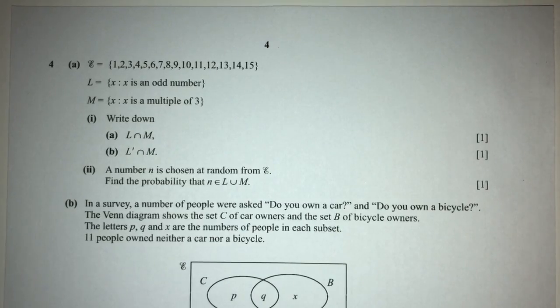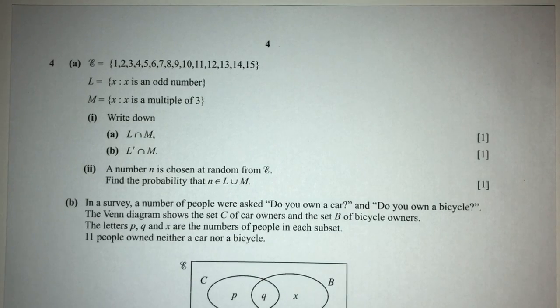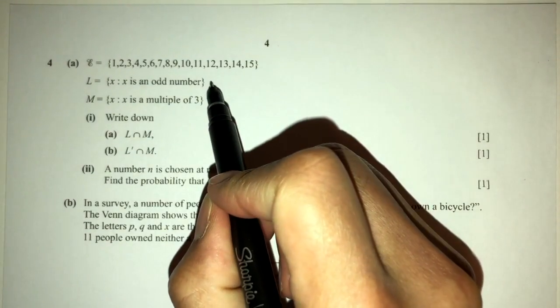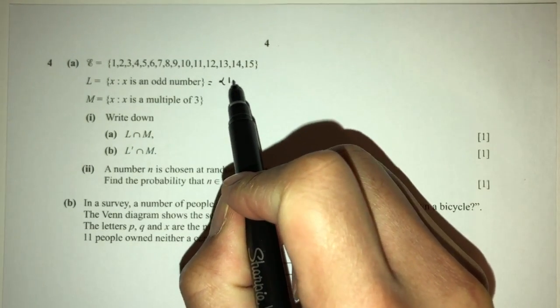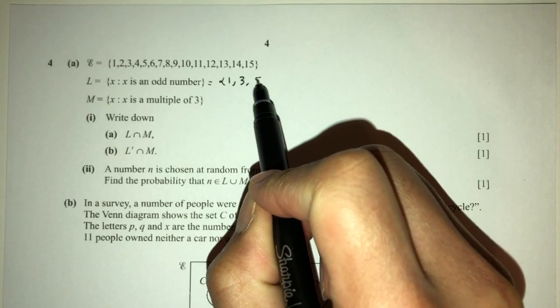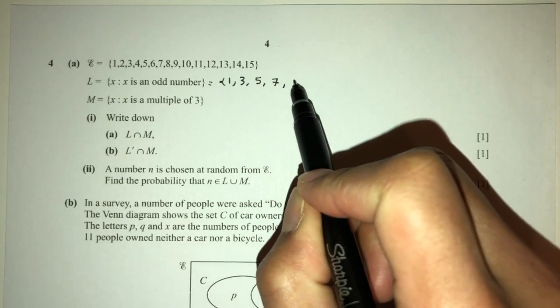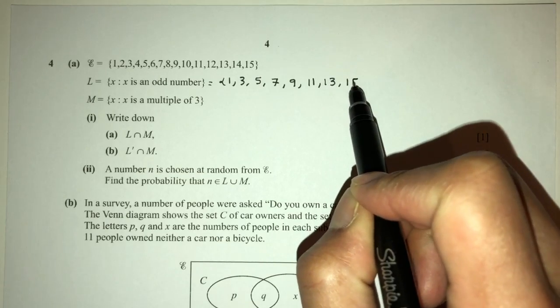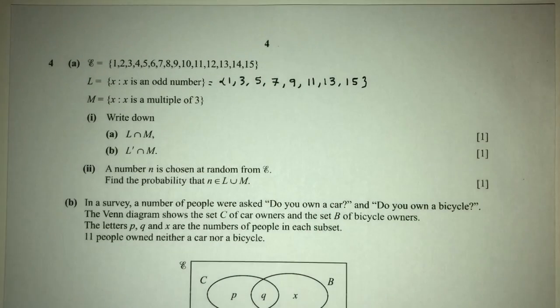Now let's move on to question number 4. So part A, we have the universal set, numbers from 1 till 15. L is an odd number. So the first thing we can do is we can list all the elements of L. So let's write this down. It will be 1, 3, 5, 7, 9, 11, 13, and 15. That will be all the odd numbers in the set.